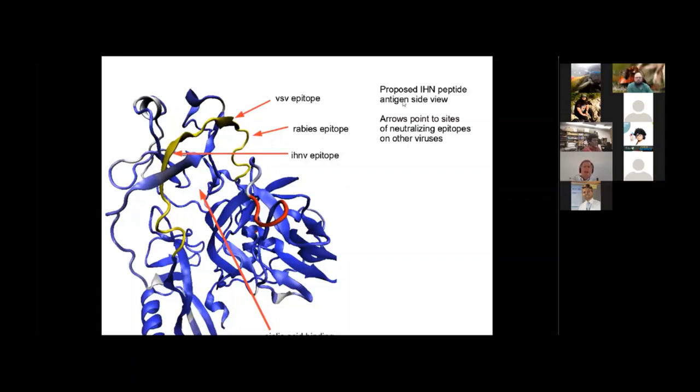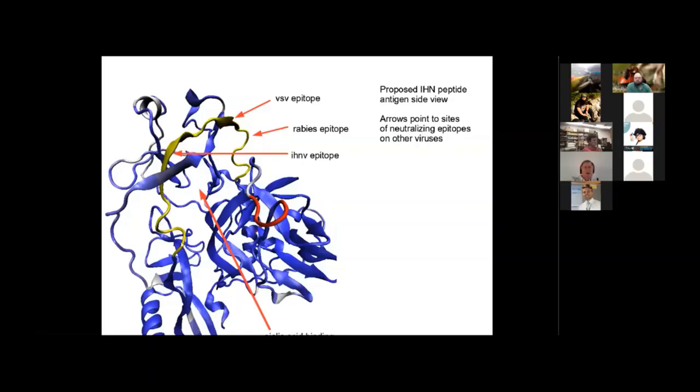If you look at the IHN structure in the region close to where the sialic acid would bind, the part that corresponds to the VSV epitope and the part that corresponds to the rabies epitope, there's a stretch of amino acids from about here to here that very well might interact with the sialic acid binding. The hope was that if a peptide antigen was developed that would cause antibodies to be formed to this stretch of amino acids, an antibody bound to this region might prevent sialic acid binding.